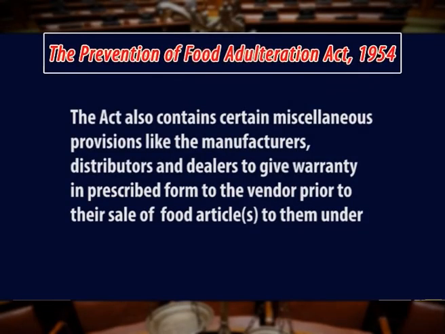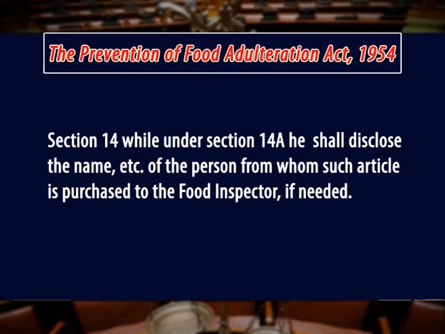Under this module, we will discuss the later half of the Act. The Act also contains certain miscellaneous provisions, like the manufacturers, distributors and dealers giving a warranty in the prescribed form to the vendor prior to the sale of food articles to them under section 14, while under section 14A he shall disclose the name, etc. of the person from whom such article is purchased to the food inspector if needed.